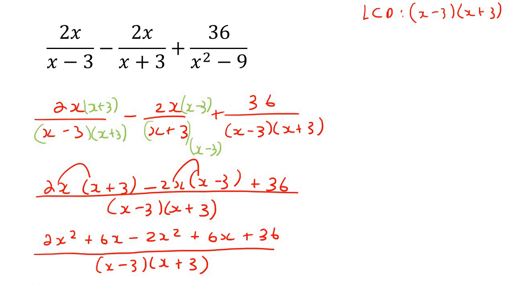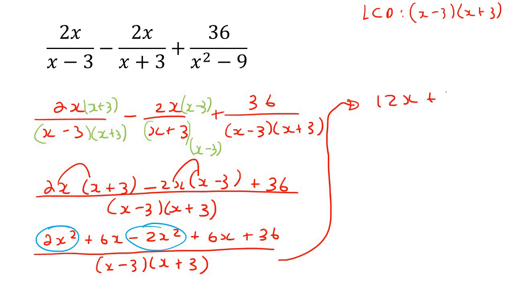Alright, now we're just going to take the top part, and we're going to simplify it as much as possible. So this 2x squared and this 2x squared are going to cancel out because the one's a plus and the one's a minus. And so we're going to be left with 12x add 36. And then at the bottom, x minus 3, x add 3.